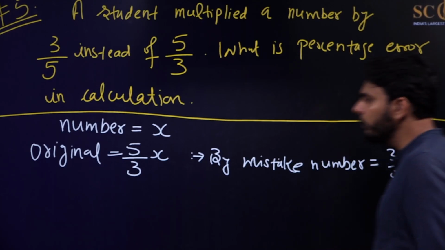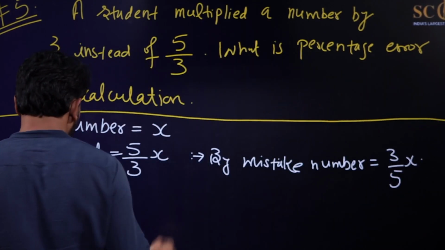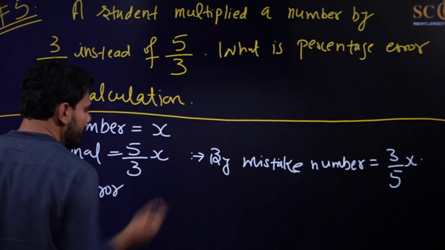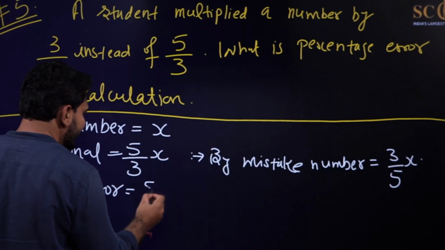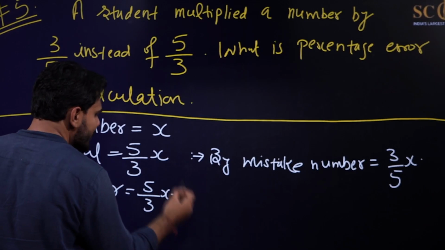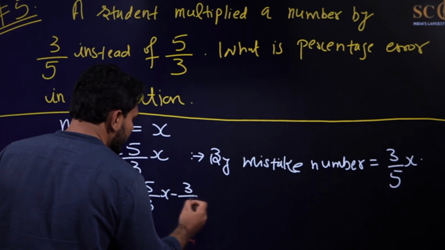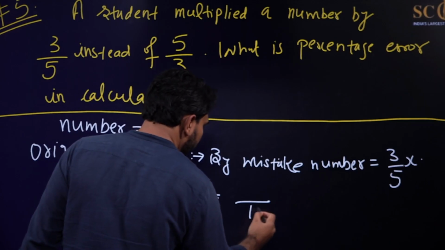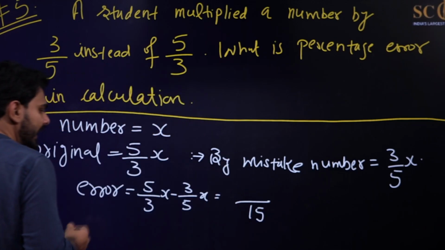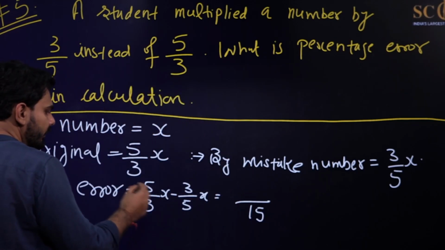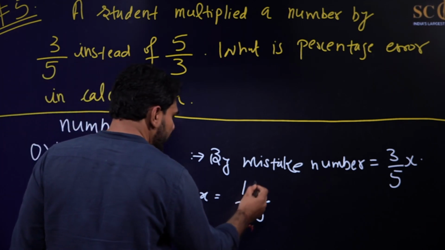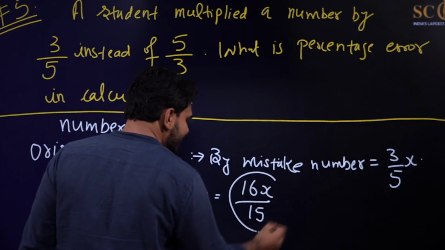Okay, so now we first have to find out the error. So what is the error? Error is the original value minus the mistaken value. So it is 5 by 3x minus 3 by 5x. If you solve it, you will get 15 in the denominator by taking the LCM. So 3 5s are 15, 25x minus 9x. What is 25x minus 9x? It will be 16x. So this is our error.